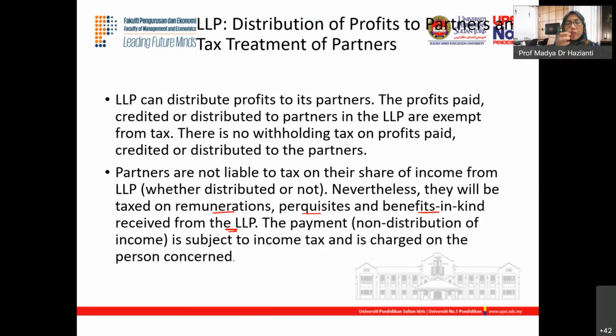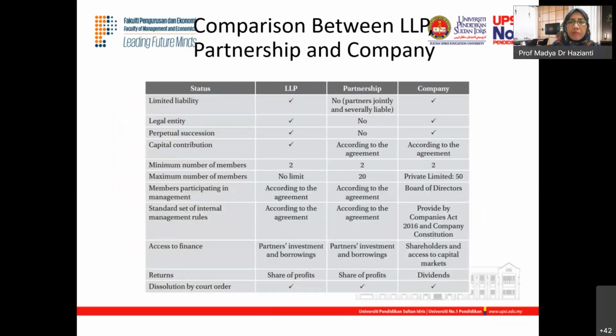Okay, sebab dia dikira, partnership tu dah macam company kan. So dia dikira sebagai part of the company. So they will be taxed on this part. So the payment is subject to income tax and is charged on the person concerned. Pergi dekat setiap partner tu juga.